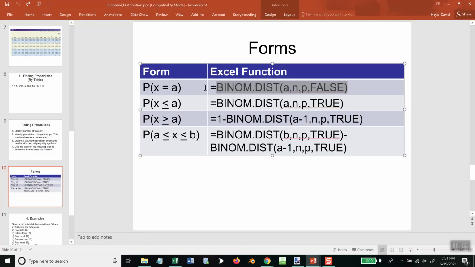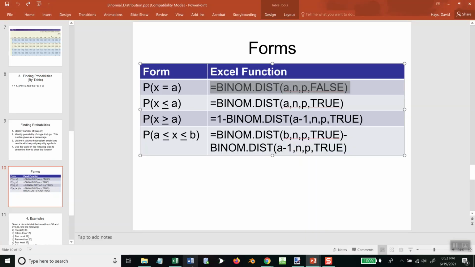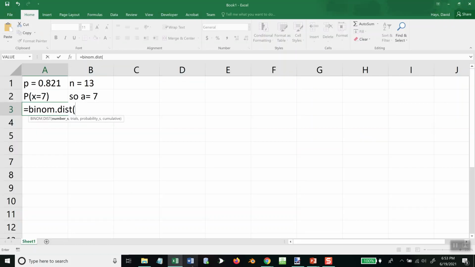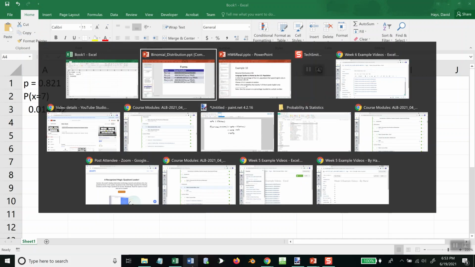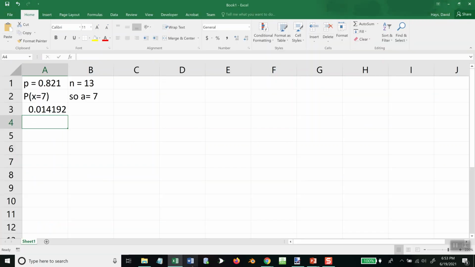Our form we're going to use is this first one here. So equals binom.dist, and then A, N, P, false. A, which is 7, N, 13, P, which is 0.821, and then false. Change it to percent, and round to one decimal place. Oh, I should read my directions. Give the answer as a percent rounded to a whole number. Okay, so move it 2 decimal places, and rounded it would be 1%.